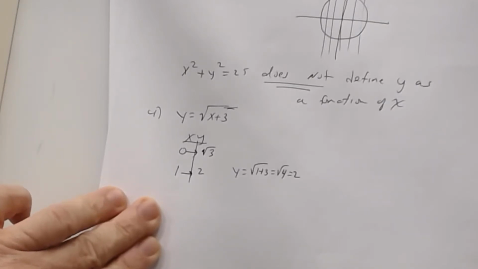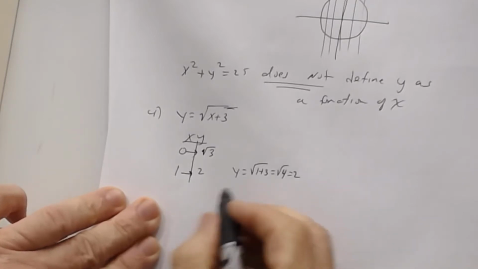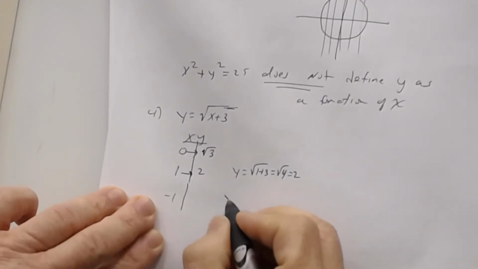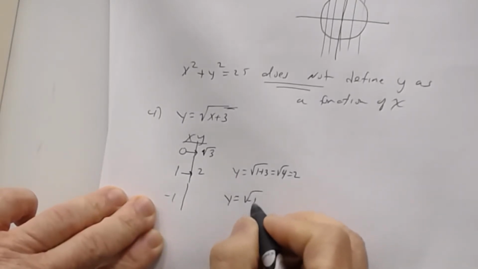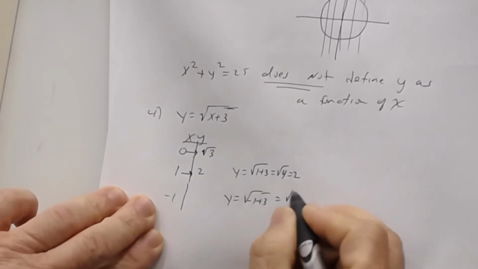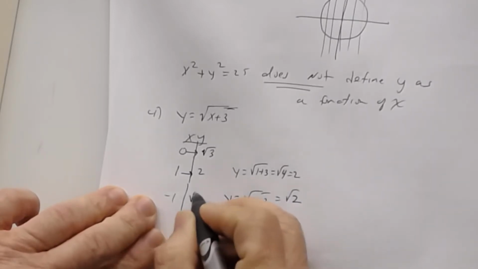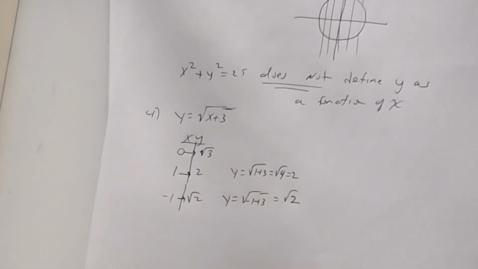When x is, let's say, negative 1, I get y equals the square root of negative 1 plus 3, which is the square root of 2. So if I kept on going, if I picked any number in that domain for x, would I get one y value? Yes.